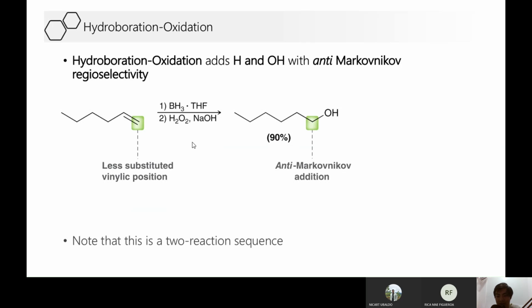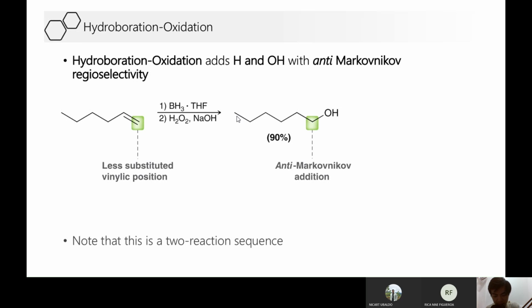This works similarly as your oxymercuration demercuration. However, the product here is anti-Markovnikov compared to the Markovnikov product in your oxymercuration demercuration. So, sa oxymercuration demercuration, your mercuric acetate will clip sa iyong double bond. This time naman, sa hydroboration oxidation, your borane, si BH3, yan ay kakabit sa double bond. No?